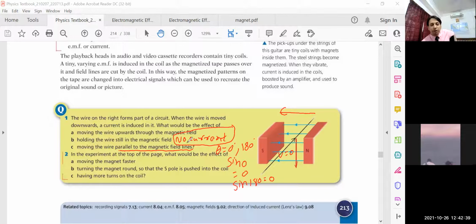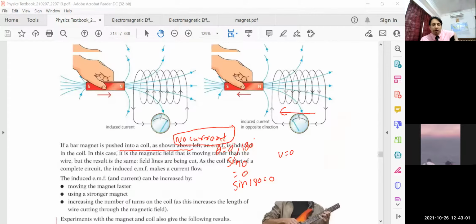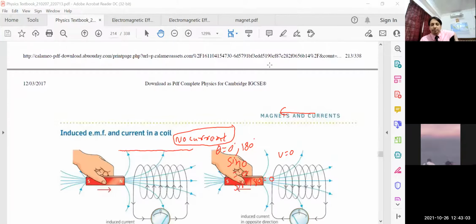So this is question number 1, children. Now move to the second. Second question is, in the experiment at the top of the page, what would be the effect of moving the magnet faster? Top of the page. What diagram is there at the top of the page? I think this one diagram.